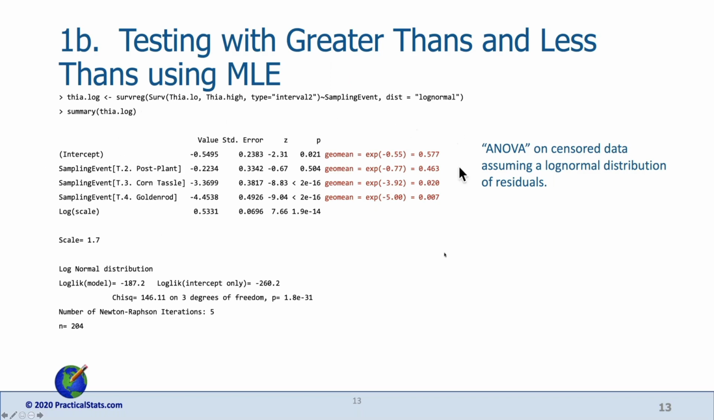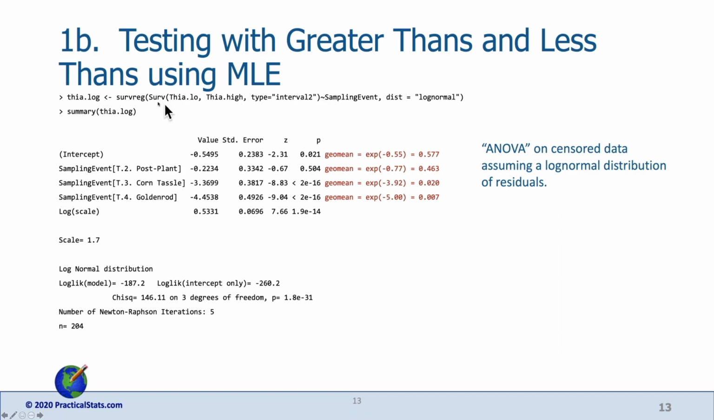This is the output, this is the table. It looks a lot like a regression type table. That's because the command is called survreg, and reg stands for regression. So we're actually doing regression to get an ANOVA type of procedure. The Y variable is represented by this entire thing from Surv, capital S Surv, all the way down to interval2 in quotes, and parenthesis. That is the Y variable.